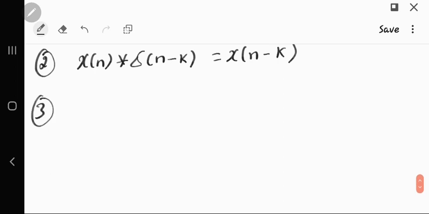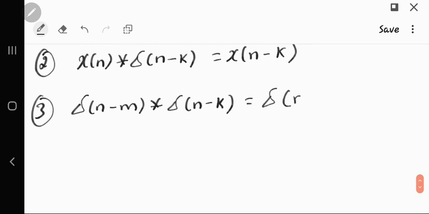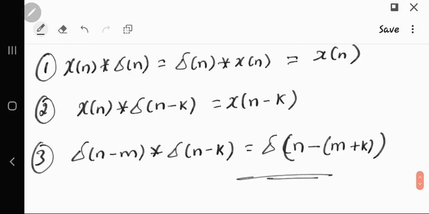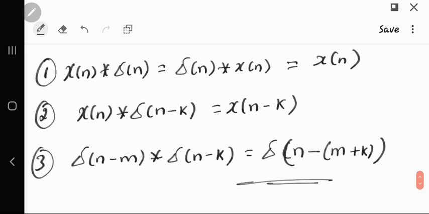And the third one is when two time shifted versions, delta n minus m and delta n minus k, are convolved, then the end term will be delta n minus of m plus k. So these are the other three properties to remember. We will make use of them while solving problems.